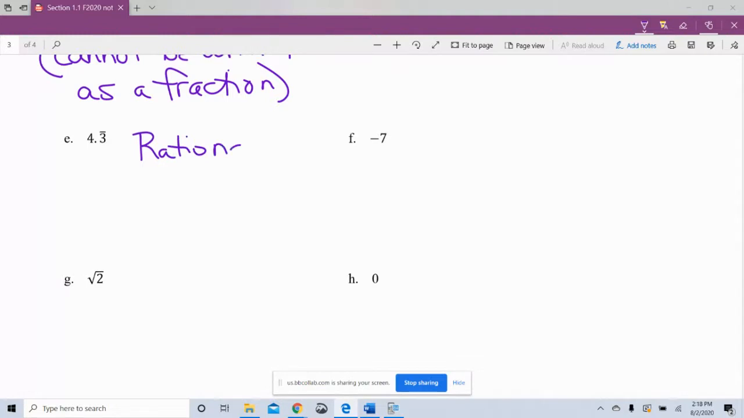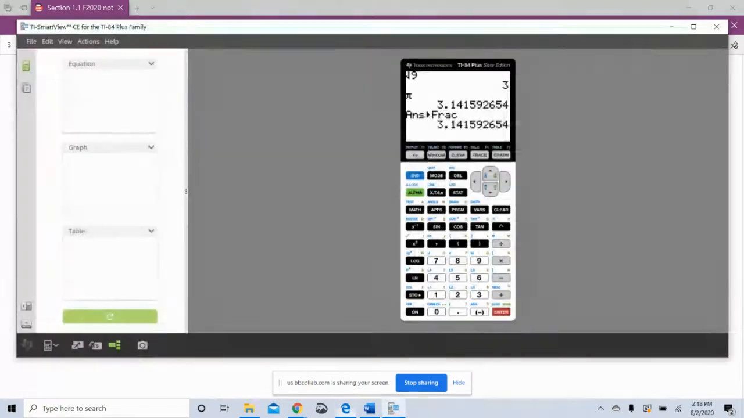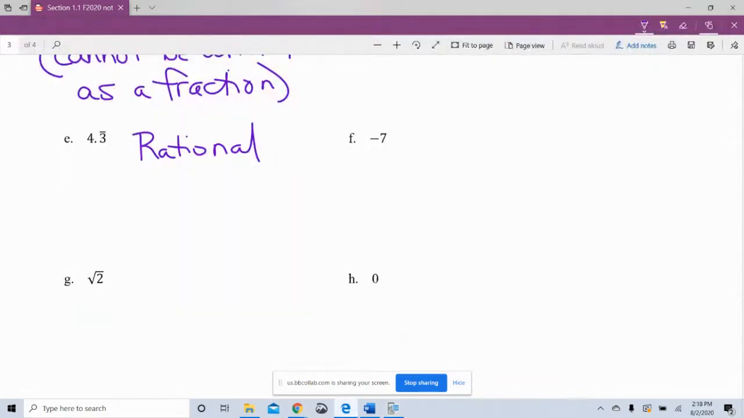But if you are not sold on that idea, you can definitely pull up your calculator and type in 4 point and then do just a whole bunch of 3s. And then just use your math menu, change it to a fraction, and see if it does. And you can see that it did. It's giving me 13/3. So I'm going to write that this is equal to 13/3, and that makes it rational because it can be written as a fraction, right?